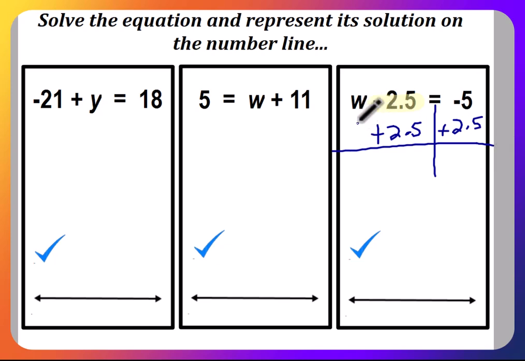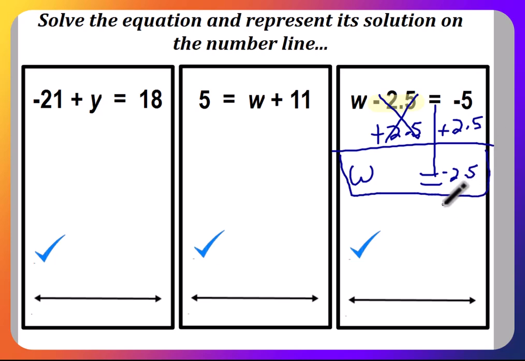I don't have any w's to combine together, so I bring it straight down. My negative 2.5, my positive 2.5, they zero out. So now I've isolated the w, bring down my equal sign, and a negative 5 and a positive 2.5. Signs are different, subtract. I get 2.5. There are more negatives, so it's a negative 2.5. So w equals a negative 2.5.